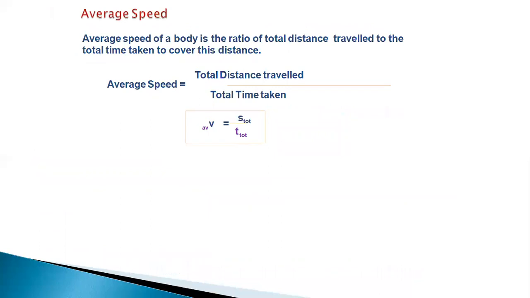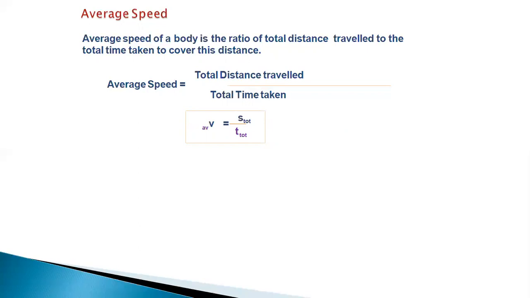So next one is average speed. The average speed of a body is ratio of total distance traveled to the total time taken to cover the distance. For example, average speed is defined as total distance traveled divided by total time taken. For example, you are moving from Pune to Mumbai. The distance between Pune and Mumbai is 150 kilometer, and while going you took 2 hours to reach Mumbai, but while coming back you took 3 hours to reach Pune.